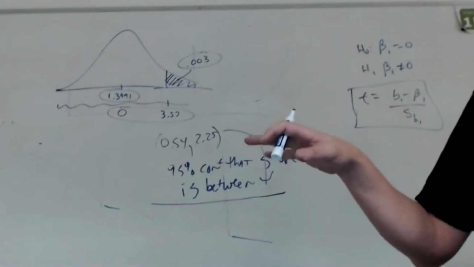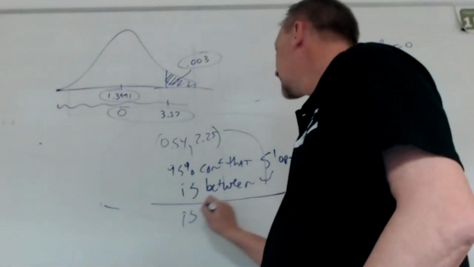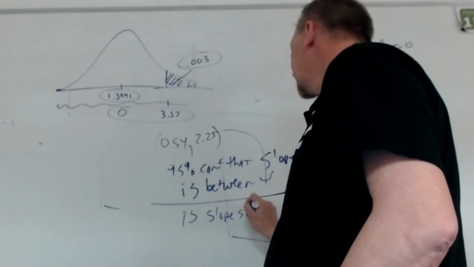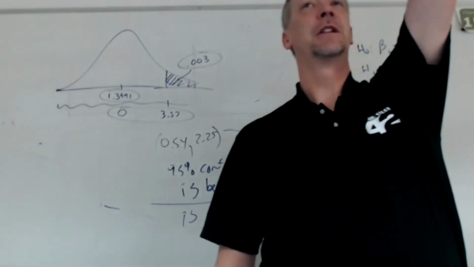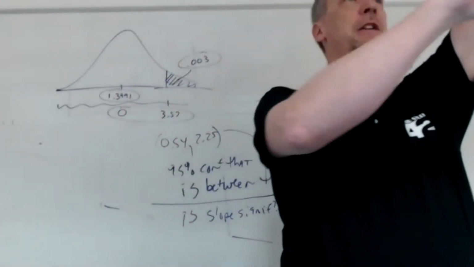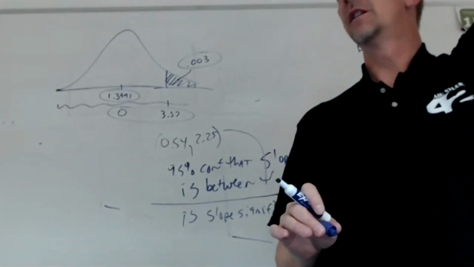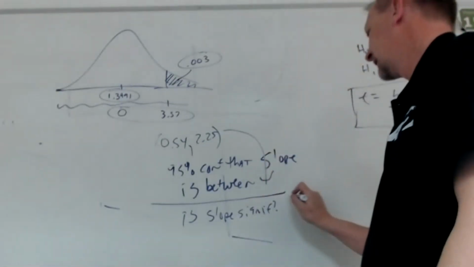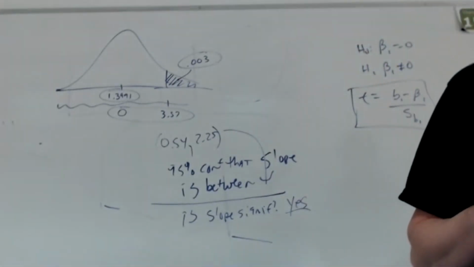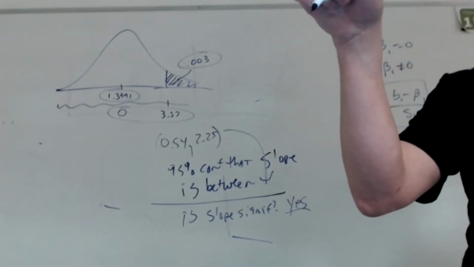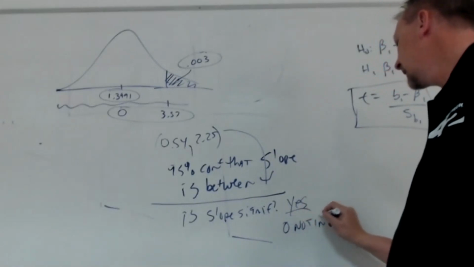So that's either a yes or no question, but then how do you know? So is my slope significant? Okay, raise your hands who says yes. 1, 2, 3, 4, 5, 6, 7, 8, 9, 10, 11. Who says no? Okay, yeses are correct. Why? Because 0 is not included. 0 not in the interval.